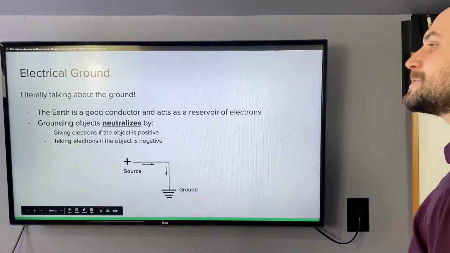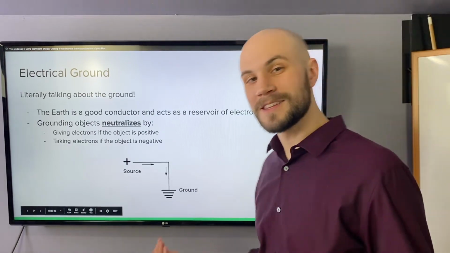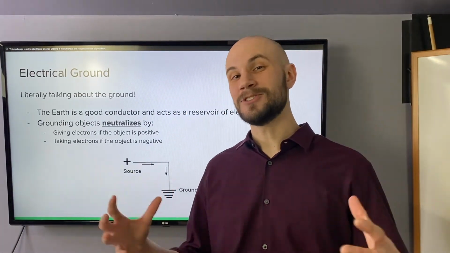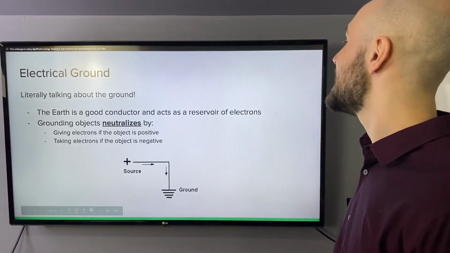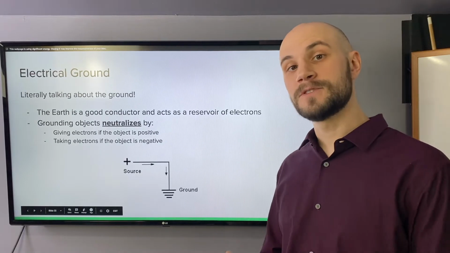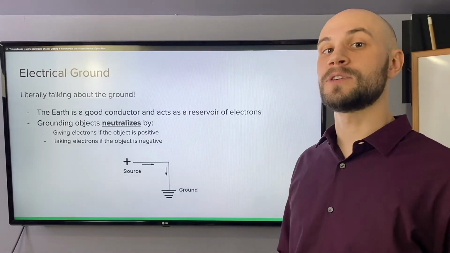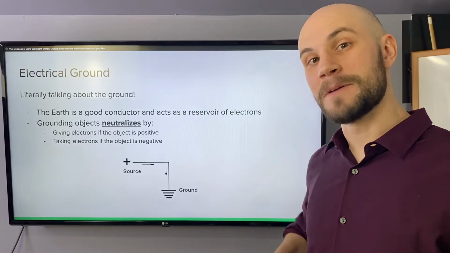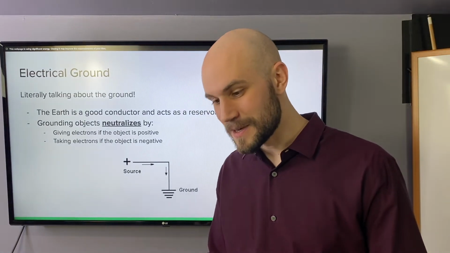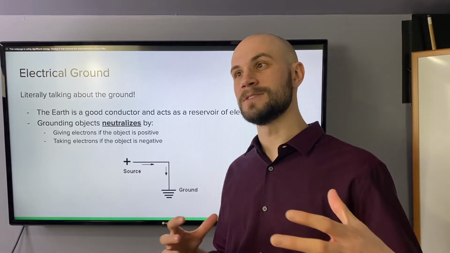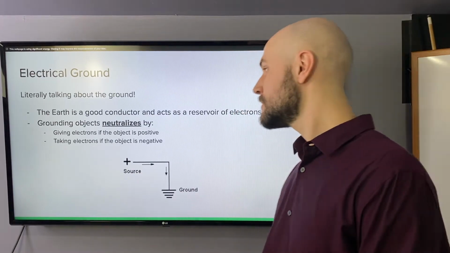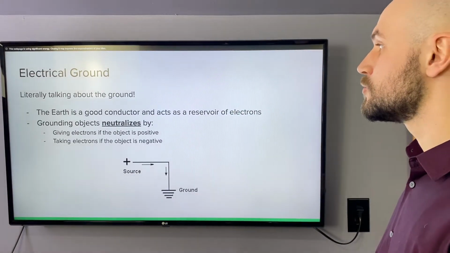So, the electrical ground, there's a wire that literally goes into the earth. And the earth, because it's so gigantic and it's such a good conductor, it acts as an infinite source and an infinite sink of electrons. If there's any kind of surge, we could dump all those extra electrons into the ground. Or if we have a very positive object, we could take electrons out of the ground. And the earth, because it's so massive and there's only, in the perspective of the size of the earth, such a slight change in charge, it stays neutral.